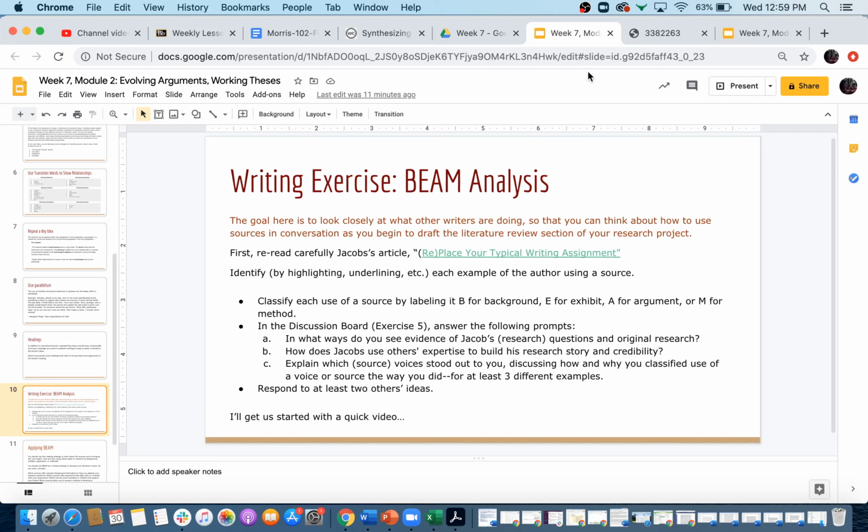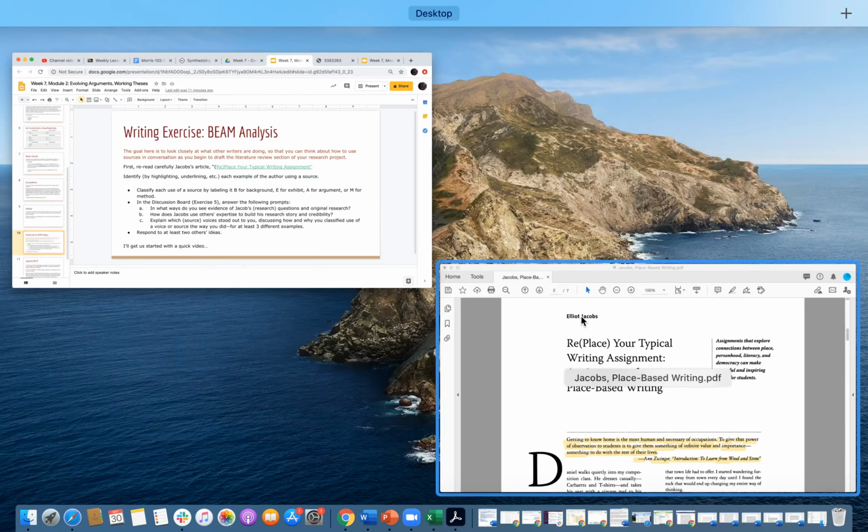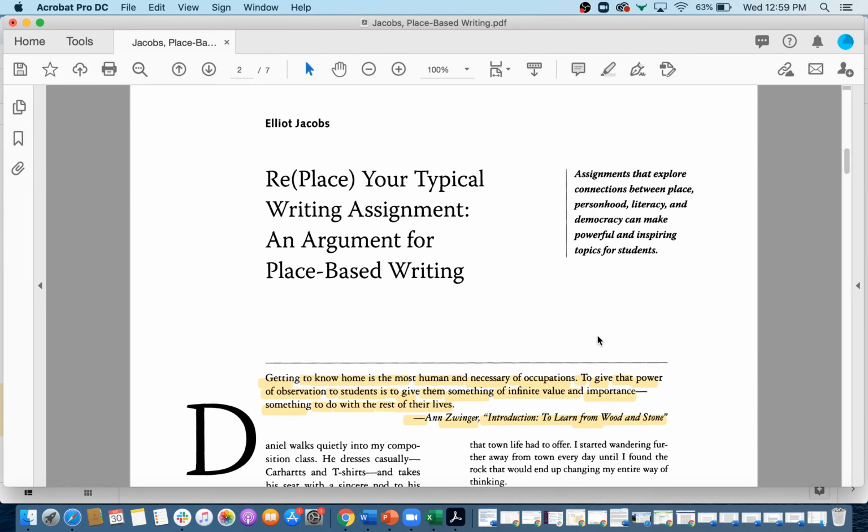And I thought I would get us started, because this is a complex task, by starting to model the kind of thinking that I would like to see you doing. So we can go to my notes, my first couple of pages of the Jacobs piece, and talk through my thinking about how he's using sources.